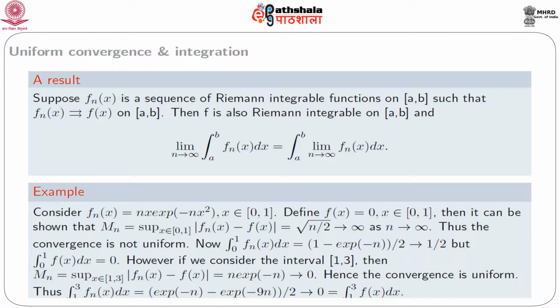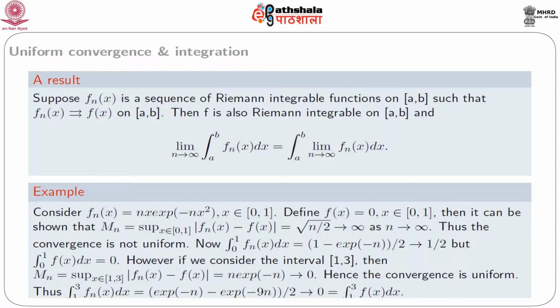Next, consider the consequence of uniform convergence and Riemann integrability. Suppose fn(x) is a sequence of Riemann integrable functions on the closed interval [a, b] such that fn(x) converges uniformly to f(x) on the closed interval [a, b]. Then f is also Riemann integrable on the same interval, and the limit of the integral of fn(x) is the same as the integral of the limit of fn(x).